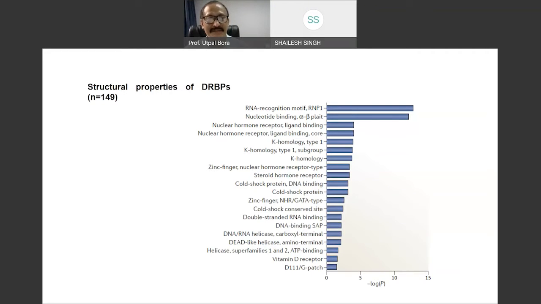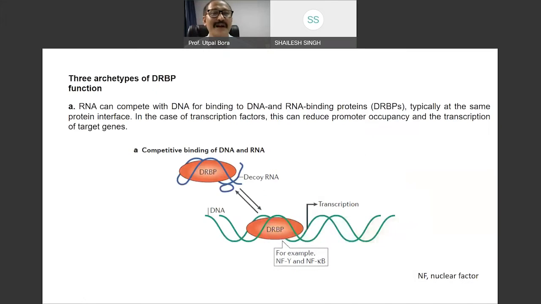Now, what are the various structural properties of these kinds of proteins? So these DRBPs have the RNA recognition motif, then nucleotide binding alpha beta plait, then nuclear hormone receptor ligand binding, and this is the distribution you can see in this graph, and many others like K homology, zinc finger, nuclear hormone receptor, DNA binding, zinc finger NHR GATA type, then double-stranded RNA binding, then helicase superfamilies 1 and 2 ATP binding. So these are the various kinds of structural properties these DNA and RNA binding proteins have, for which they recognize the target DNA or RNA partners.